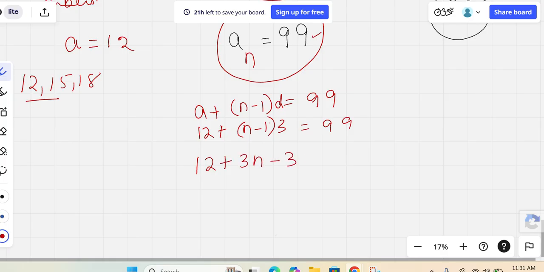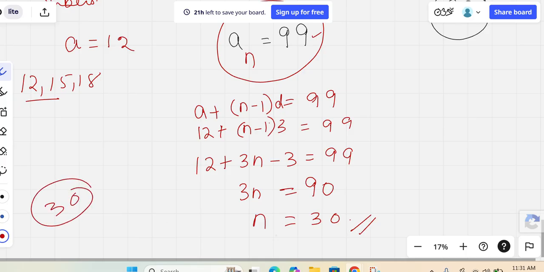3n minus 3 equal to 99. 12 minus 3 is 9, then 3 goes there and n becomes 30. That means there are 30 two-digit numbers which are divisible by 3. Is that correct? Yes, ma'am. Now I told you the formula for sum also. What is the formula for sum?